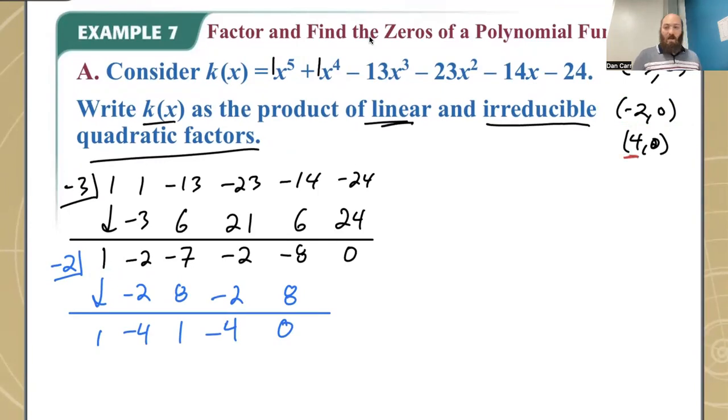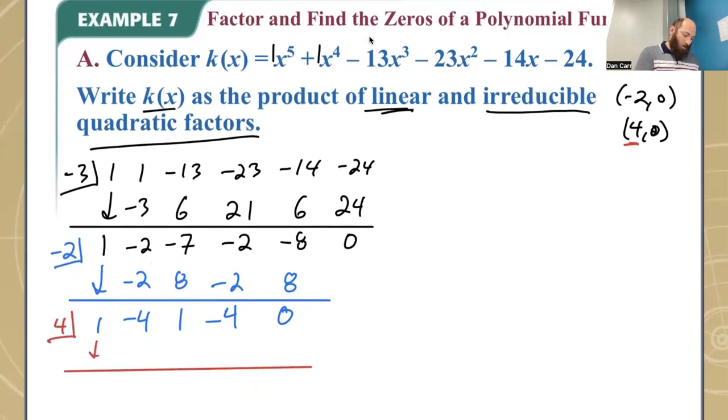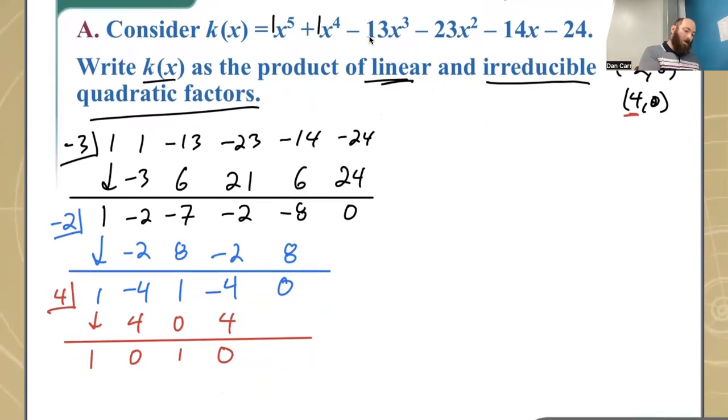Then let's finish off with 4 as my last zero that I know from the graph. I'm going to do the same thing here. We bring down the 1. 4 times 1 is 4, so I'll zero that out. 4 times 0 is 0, so that gets a 1. 4 times 1 is 4, so that gets my 0 there. So all this work tells us this last part, which is 1x squared plus 0x, so I'm not going to write it, plus 1. This is what my final part is based on these coefficients right here.